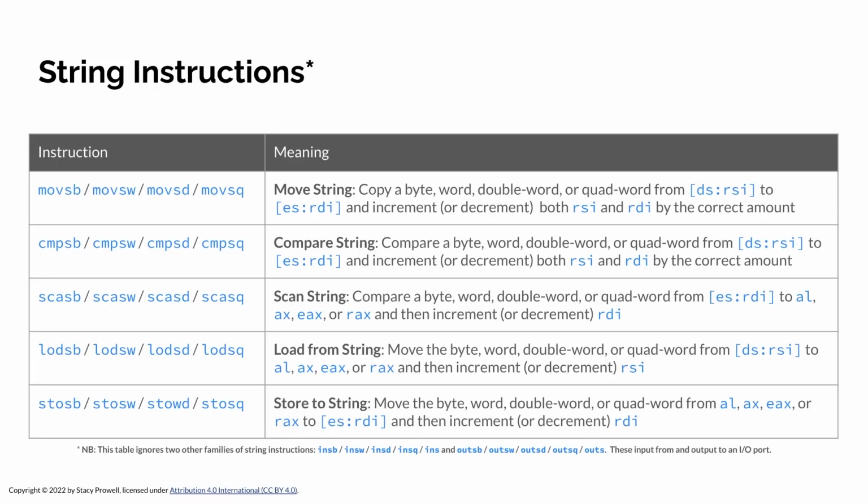There are string instructions. These are instructions that do something with a block of bytes. You can move strings, compare strings, scan them for a byte, a word, a double word, or a quad word. You can load from a string or store to a string.